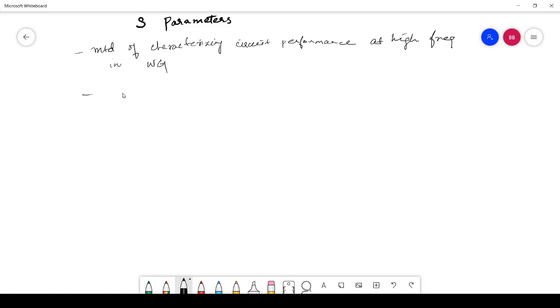Your S parameters or scattering parameters are related to power waves. Here your S parameter is usually displayed in a matrix. So it is displayed in matrix form, and that is why we even call it the scattering matrix.